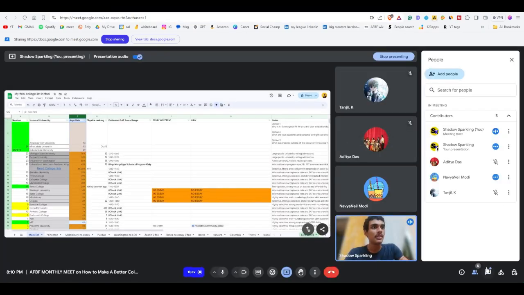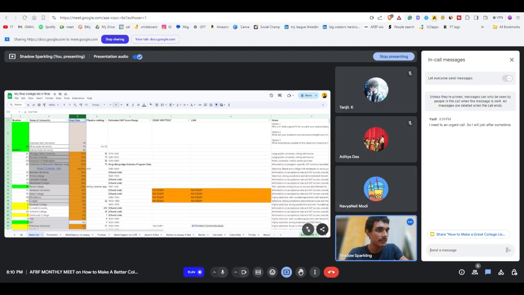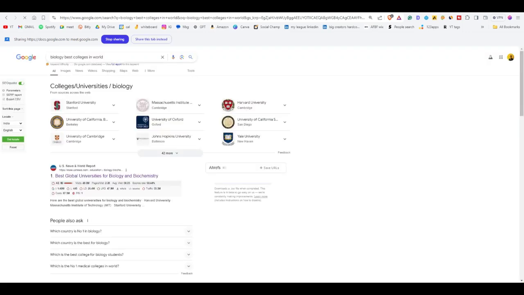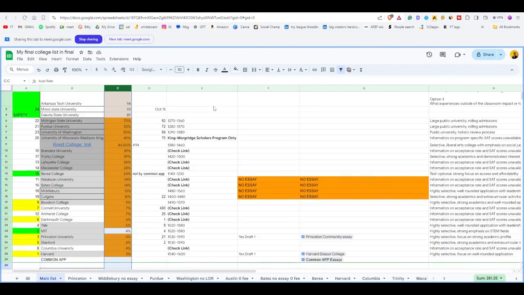I'll be sharing the link with you. So see, this is a particular ranking, but the thing is, whenever you look at a ranking, you need to mark it on the Excel sheet so that you can have a good taste of what is going on. So that's another thing.